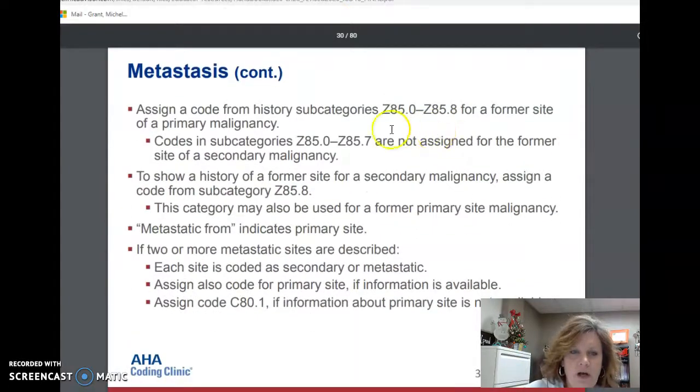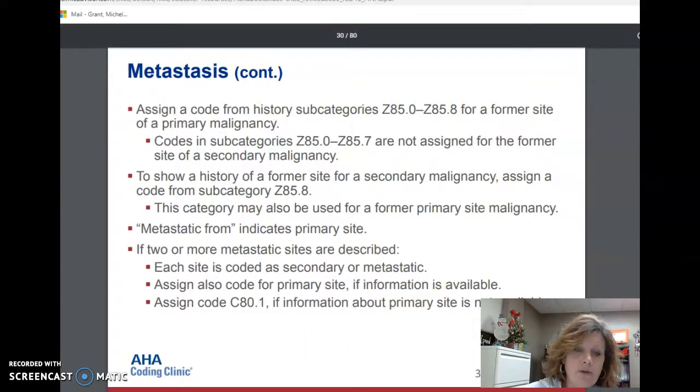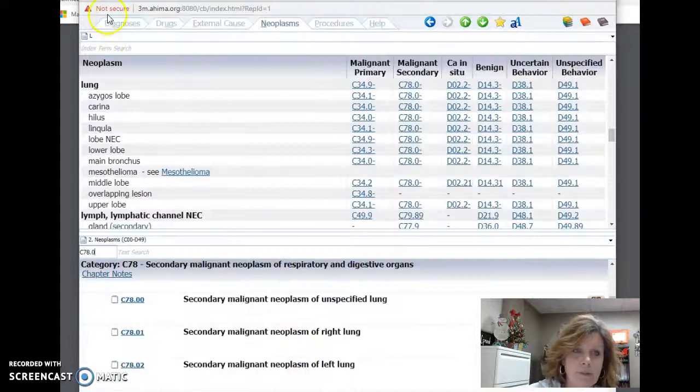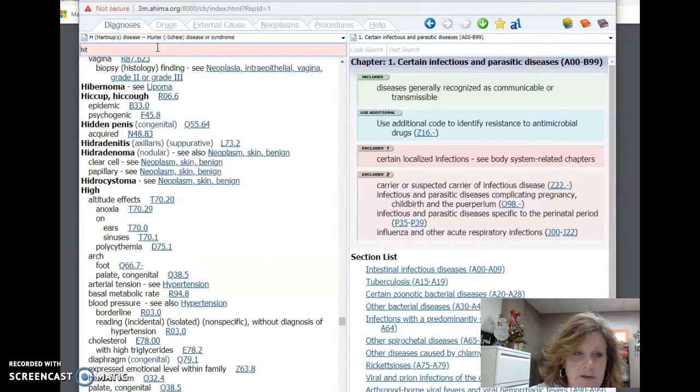Metastasis, again, we have a former site of primary malignancy. We have subcategories for history. When you are in the history section, make sure of a couple of different things. If this patient has a personal history of breast cancer or personal history of prostate cancer, make sure you are in the correct area. So when looking at this, I'm going to go in the diagnosis section, the first part of your tabular.